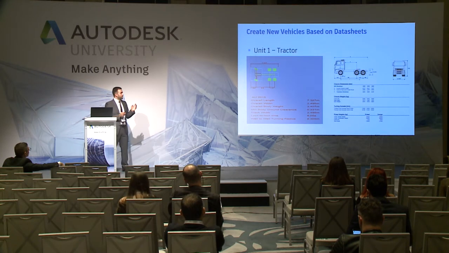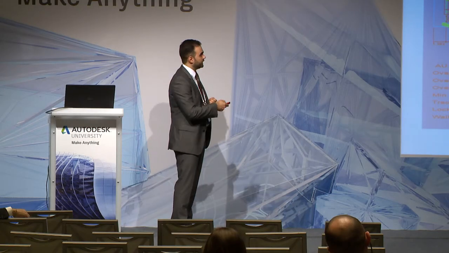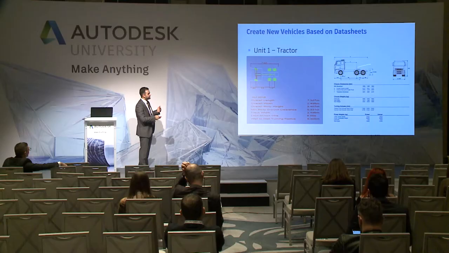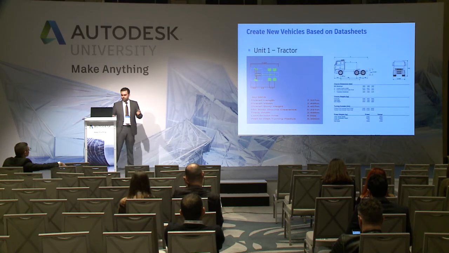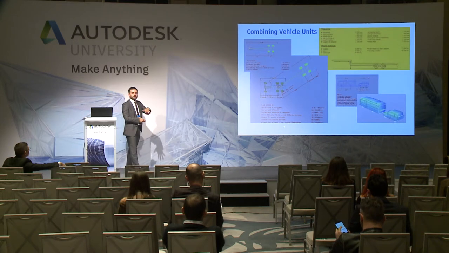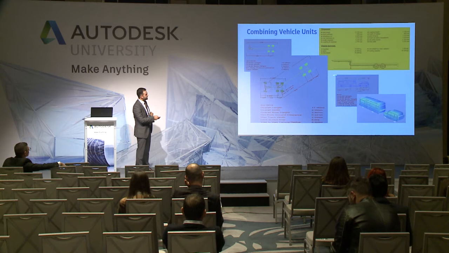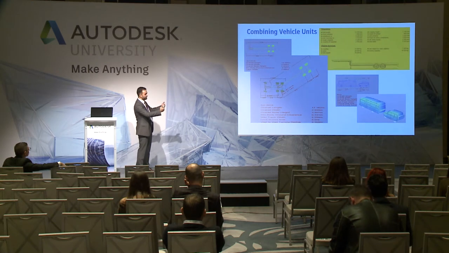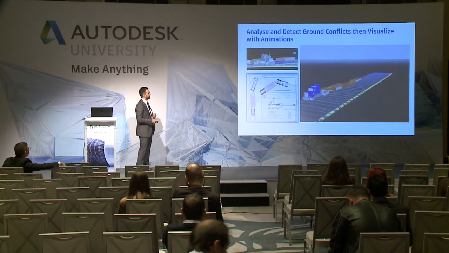Now, as I said, you can create your own vehicles inside of vehicle tracking. So you have over 1,000 vehicles, but still, if you have the data sheet of that vehicle, the parameters, you can create those in vehicle tracking inside of Civil 3D or AutoCAD very quickly. And you can combine units. So you have a specific trailer that is made and manufactured in Istanbul or in Turkey. With specific parameters, you can attach those different components together, and they will function perfectly inside of the software.